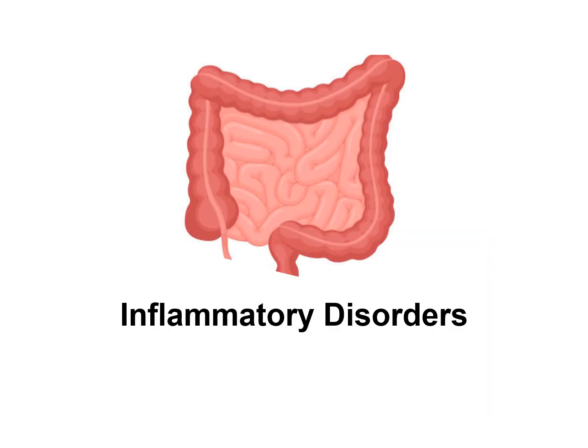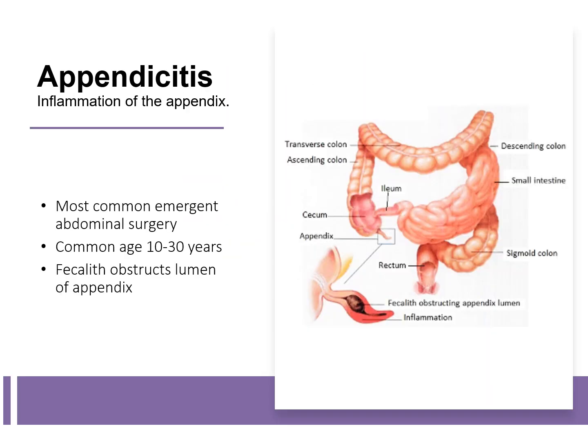Moving on to inflammatory disorders. We have appendicitis. This is inflammation of the appendix. This is the most common emergent abdominal surgery, commonly between the ages of 10 and 30. And this is when a fecalith obstructs the lumen of the appendix. So a fecalith is a hard, stony mass of feces.